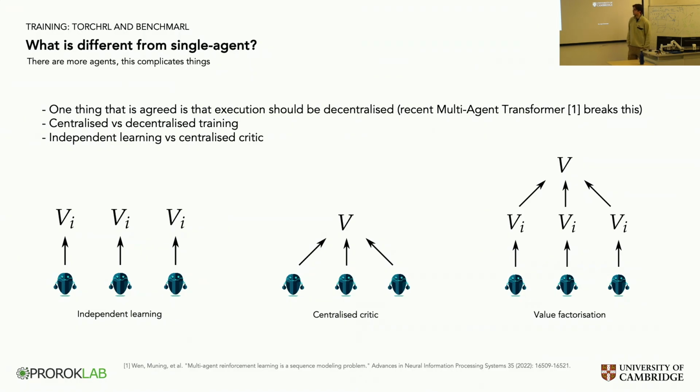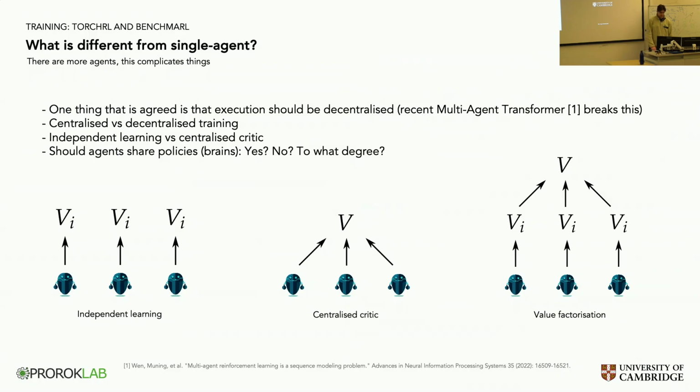These are two things that we saw in the previous lecture. With independent value functions, each agent is running a single agent algorithm, without considering the other agents as part of the environment. In a centralized critic, the value function takes information from all the agents, and value factorization is a mixture of the two, where you have independent value functions that are then composed into a global one.